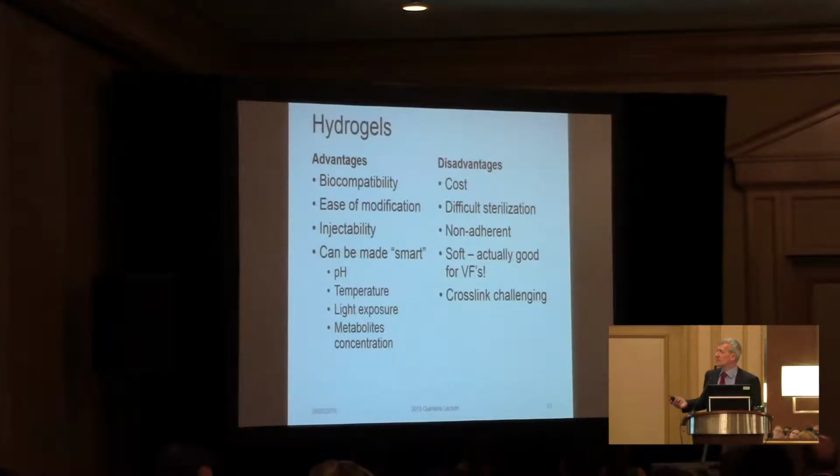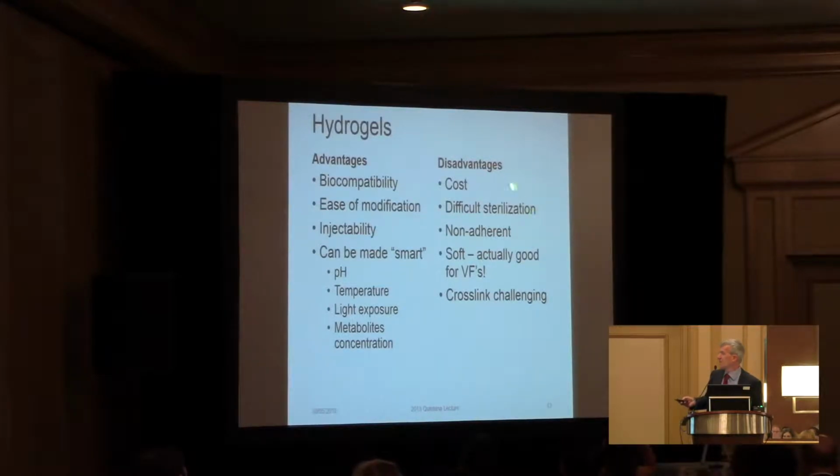The advantages of hydrogels are that they're biocompatible, they're injectable through a needle, and they can be made smart in that we can make them cross-link based on changes in the pH of the environment or changes in temperature. So if you heat or cool a material, it can become stiffer or softer. It can go from liquid to solid with changes of temperature, or light exposure, like when you go to the dentist and they put the UV light on to cross-link the material and make it gelify.